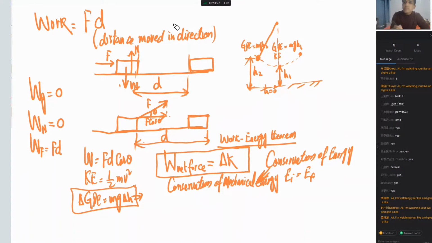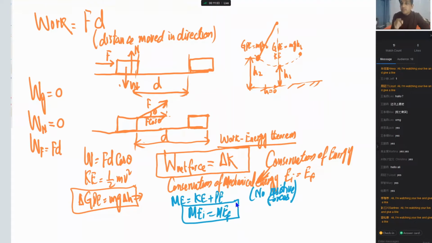Okay, mechanical energy, you simply need to understand, mechanical energy is the sum of kinetic energy of the system plus potential energy. So if no resistive forces, that means no friction, no air resistance, then mechanical energy is conserved. So we will say ME initial is equal to ME final. So you can use conservation of mechanical energy and you no need to worry about resistive forces. So this is how you can use conservation of mechanical energy.